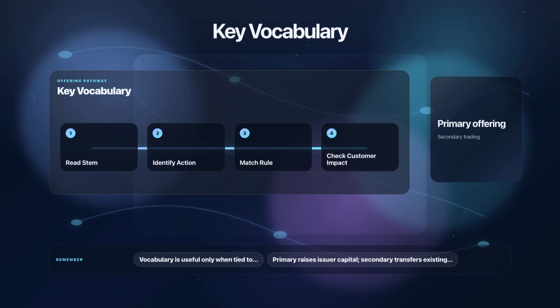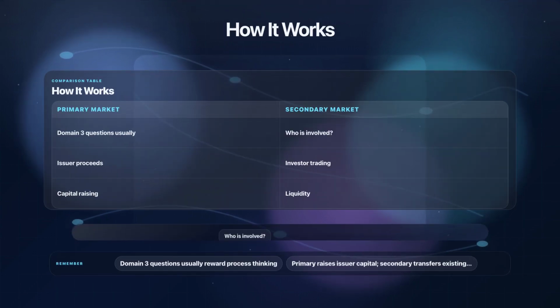Focus on these terms: primary offering, secondary trading, issuer proceeds, investor-to-investor trading, and market context. The exam may use one of these terms directly, or it may describe the concept without naming it. When that happens, slow down and translate the facts into the correct vocabulary before evaluating the answer choices.